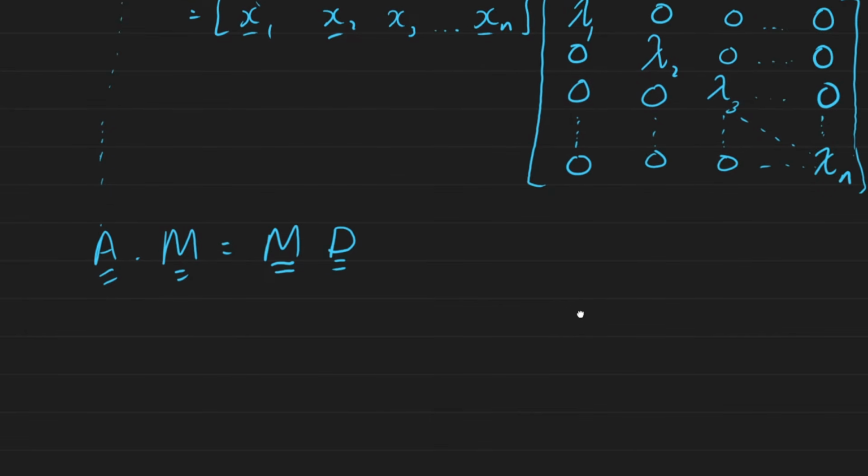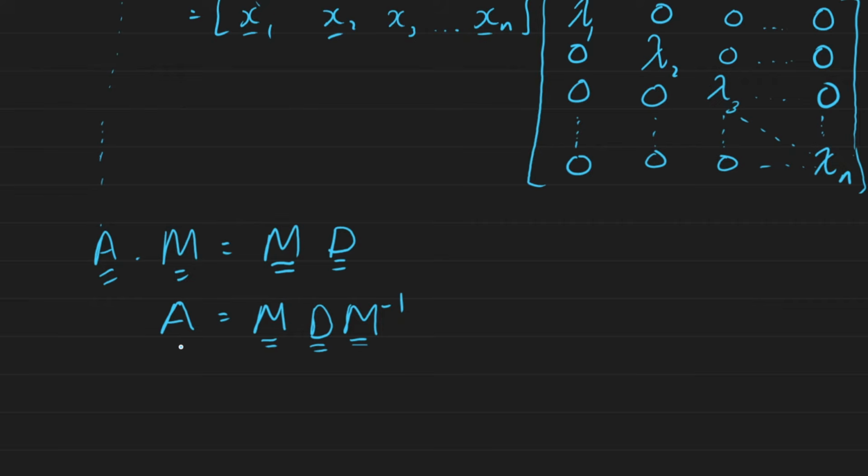So we want to isolate matrix A. In order to do that, we have to multiply both sides by the inverse of matrix M. If we do that, on the left-hand side we get that A is equal to this matrix M times this D. Matrix M has the columns consisting of the eigenvectors, matrix D has the diagonals of eigenvalues, and then we multiply it by the inverse of matrix M.